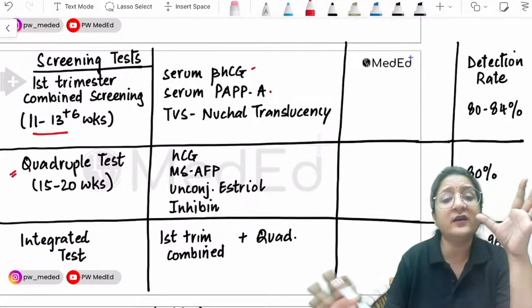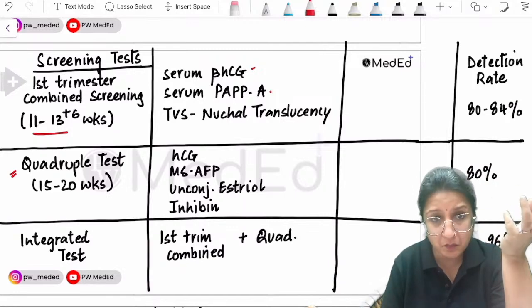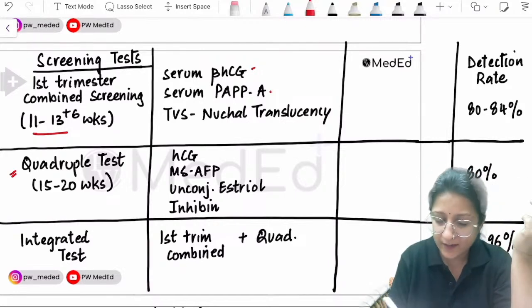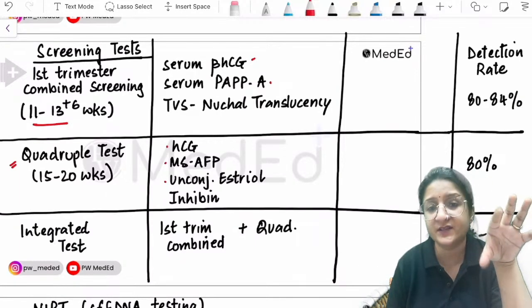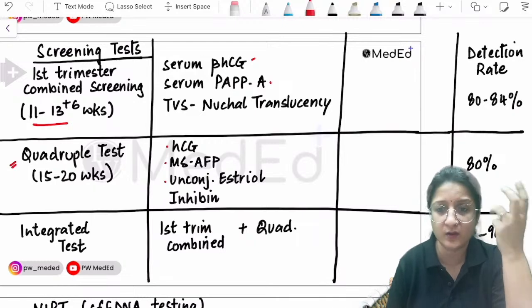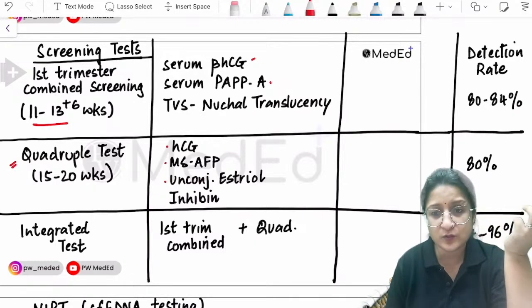Then triple test I have not written, because triple test we are not doing anymore. But in case they ask you, triple test is HCG, maternal serum alpha fetoprotein, and unconjugated estriol. When we do only three markers, it is called a triple test. But it has become almost obsolete.